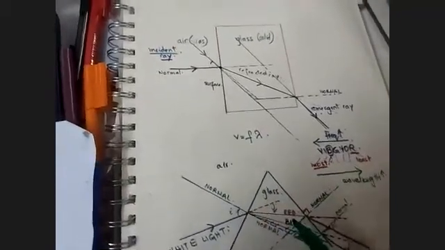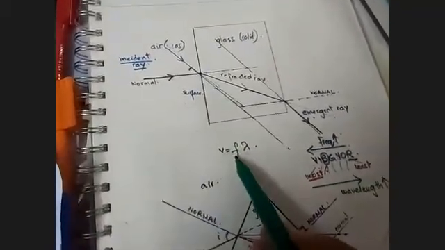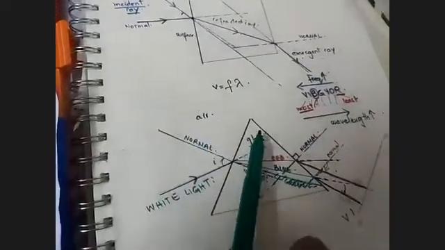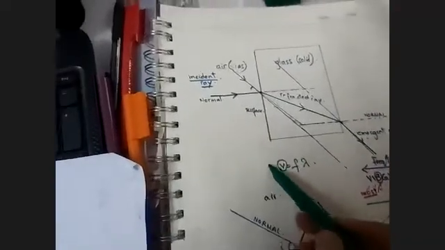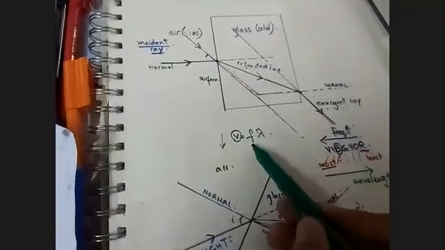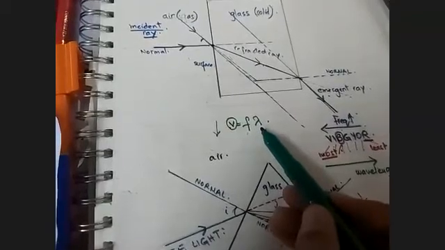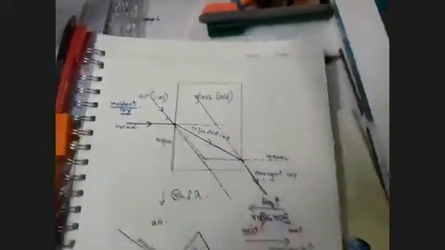Yes, because velocity is the product of frequency and wavelength. So when the light enters another medium, if the velocity decreases, the frequency stays the same. Frequency stays the same, but it is the wavelength that changes accordingly. Don't get confused.